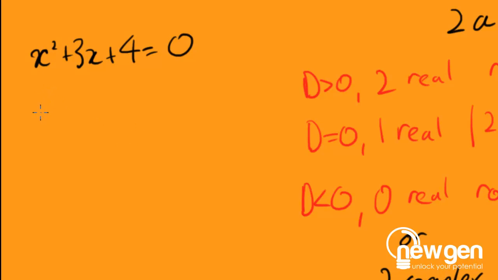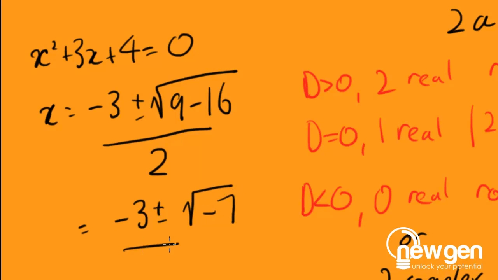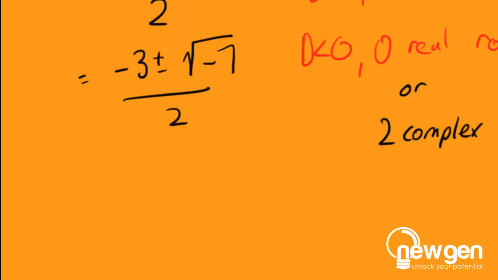Trying to solve this, x equals minus 3, which is minus b, plus minus the square root of 9, which is b squared, minus 16, which is 4ac, on 2, which is 2a. Simplifying, it is minus 3 plus minus the square root of negative 7 on 2. So in the past, we would have just said that there were 0 real roots because the number underneath the square root is negative. But now I'm going to introduce some new notation which will help us solve this equation.